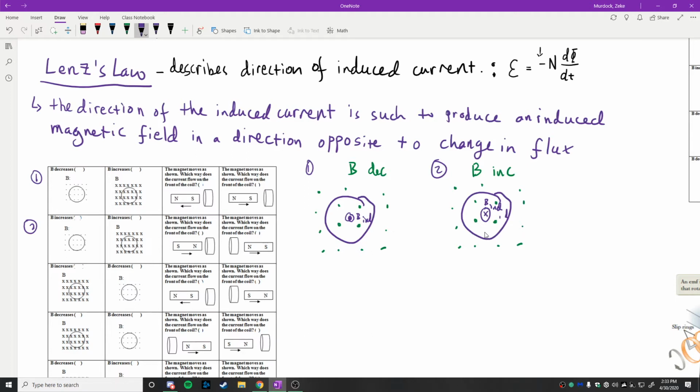Does that make sense? When the magnetic flux is decreasing, the field is decreasing, therefore the flux through the ring is decreasing, right? The flux is decreasing, so the magnetic field that's induced has to point in the same direction. When the magnetic flux is increasing, you get an induced magnetic field in the opposite direction. That's it. That's what Lenz's law is. Does that make sense to you guys?